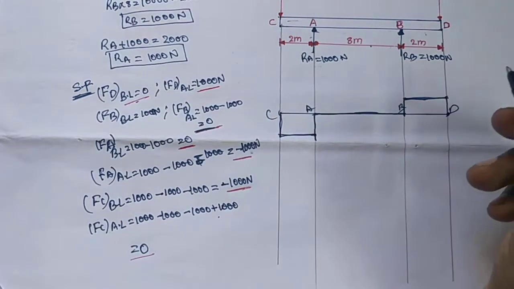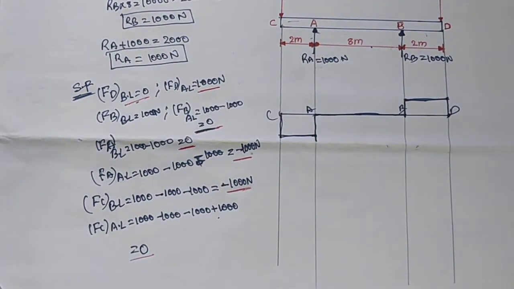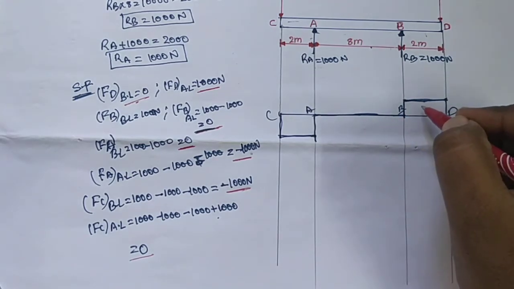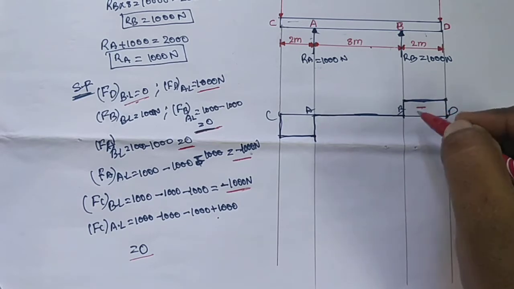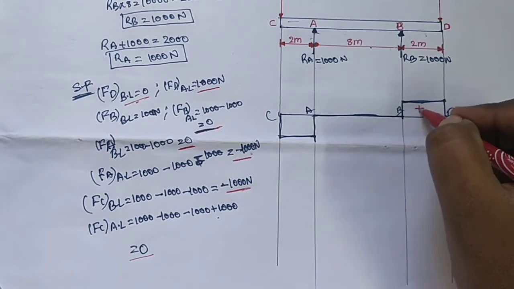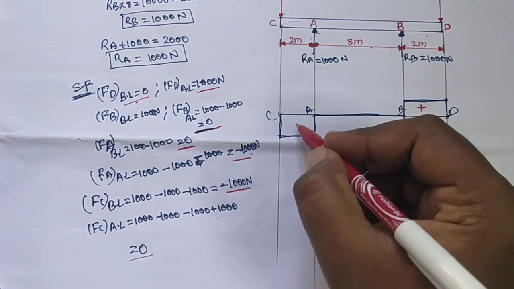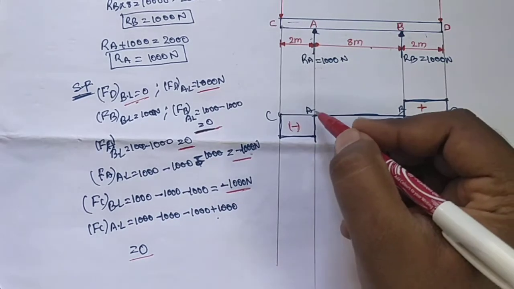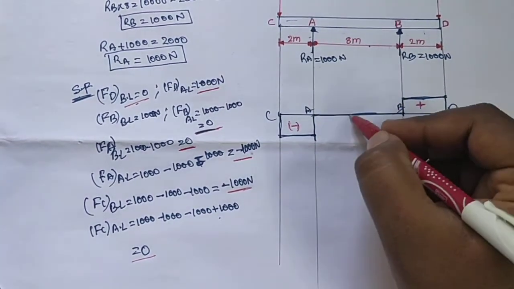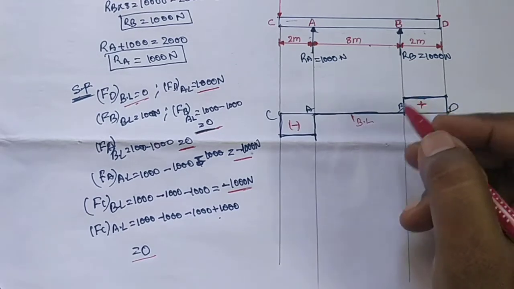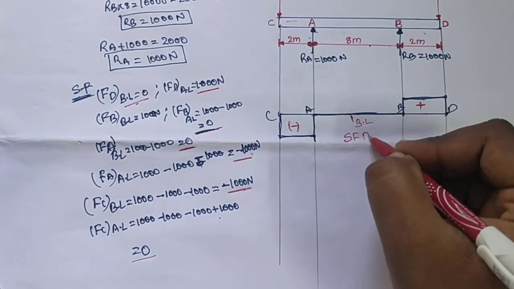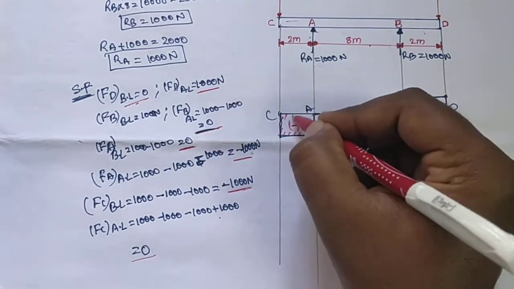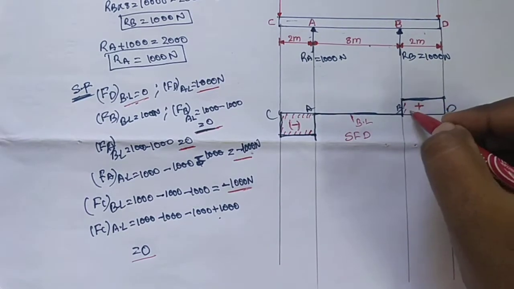Okay, like this we need to draw the shear force diagram. Here the values at points B and D are positive shear force, so the shear force diagram comes above the baseline. From point A to C, the shear force value is negative, so the diagram comes below the baseline. It is the shear force diagram for the given overhang beam subjected to point loads.